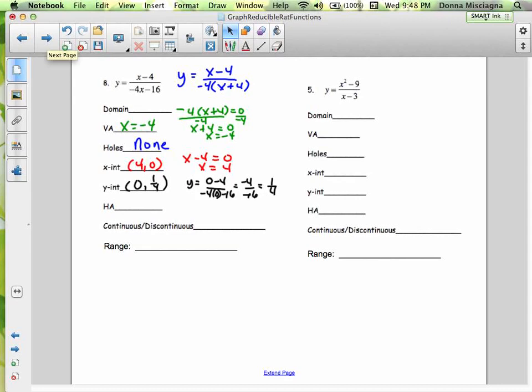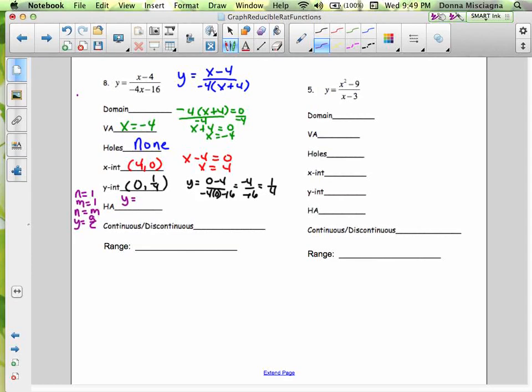Horizontal asymptote is the ratio of the coefficients, because they have the same degree. So notice that n is degree 1, because we have an x. m is degree 1. We have a negative 4x, but it's just to the first power. So they're equal to one another. So our horizontal asymptote is going to be just the ratio of the coefficients. So y equals 1 divided by negative 4. That's negative. So you can put 1 over negative 4 or negative 1/4. It doesn't make a difference.